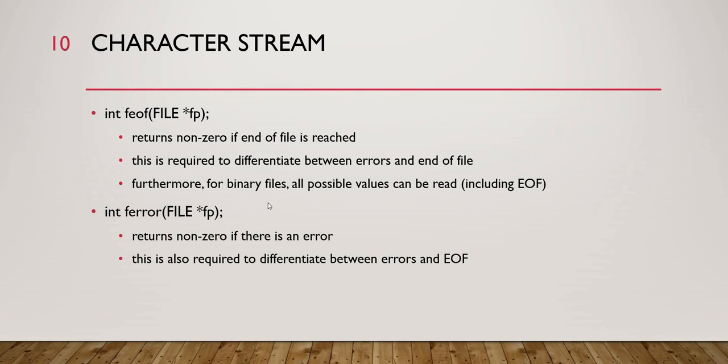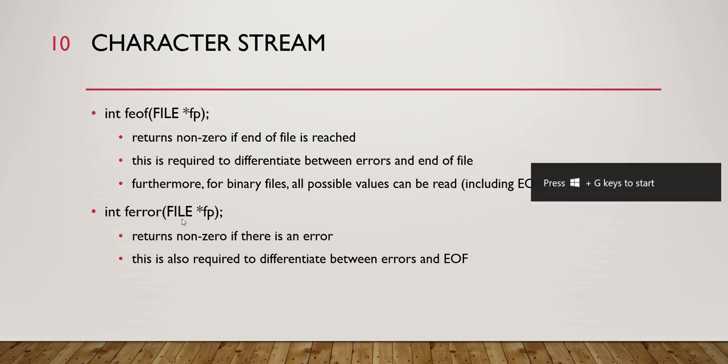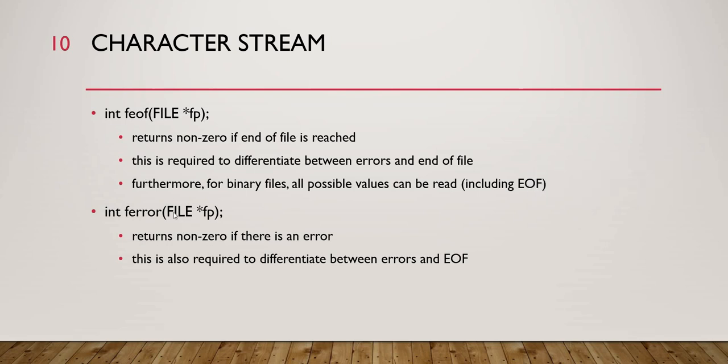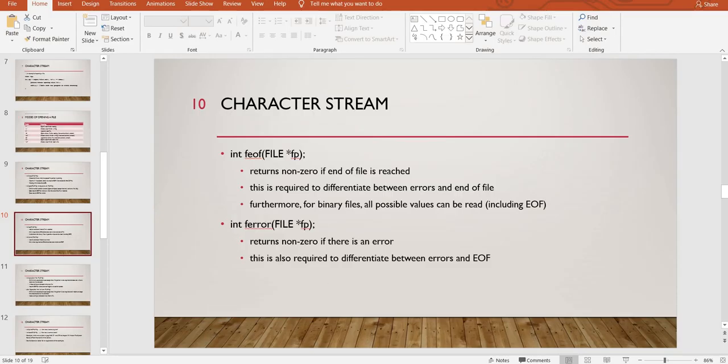Okay, the next function is ferror, which checks whether there's currently an error on the file pointer. It returns a non-zero value if there is an error, and otherwise it returns 0. So this is also required to differentiate between errors and end of file. Okay, so we're going to see how to use these two functions in comparison, or actually together, with the previous functions. Okay, so let's see an example.